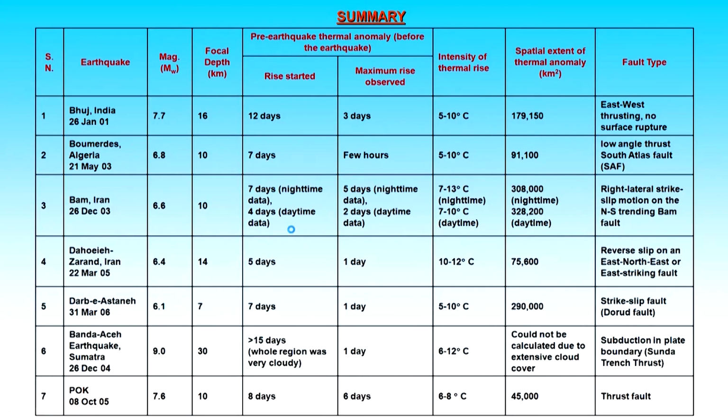So, analyzing remote sensing data, especially the thermal channels data of these 28, 29 earthquakes from different parts of the world, what we have observed is that for earthquakes having magnitude 6 and above, if we are getting completely cloud-free images, then thermal anomaly is observed. In almost all these cases we have observed it. There might be some offset, which I have just explained, but thermal anomaly has been observed.